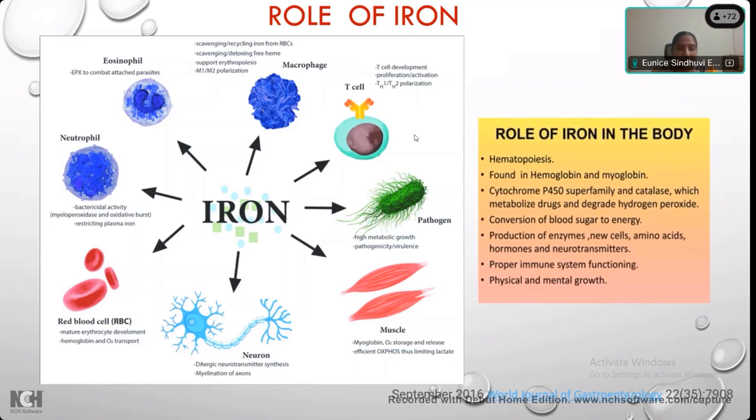And recently many studies have shown that iron also plays a major role in immunity by helping in T cell development, and in eosinophil peroxidase, which is for the function of eosinophils to combat parasites. It has also been known that the M1, M2 polarization in macrophages is influenced by iron, and the bactericidal activity of neutrophils is also modulated by iron, in addition to red blood cell synthesis, which is the major function of iron. And it is also known that neural development is dependent on iron.